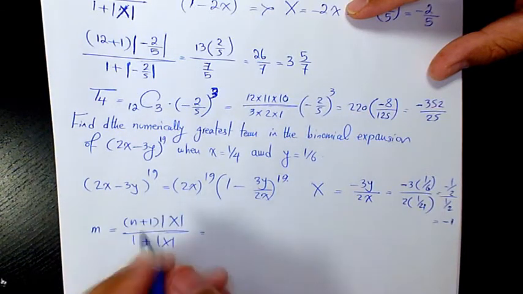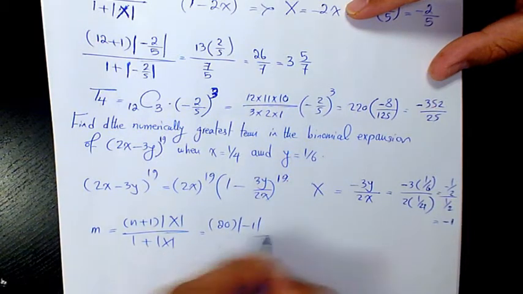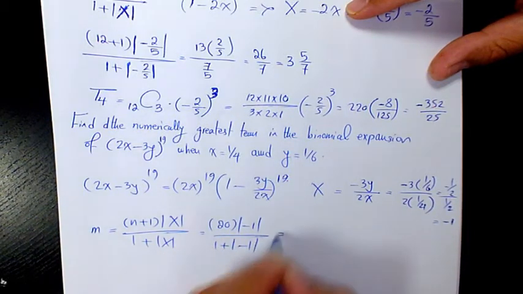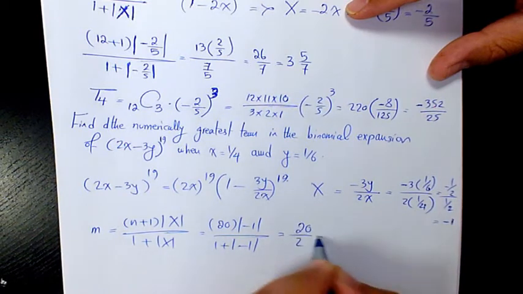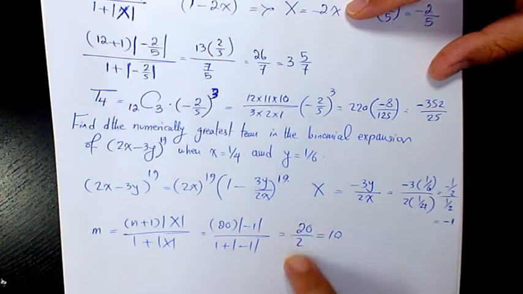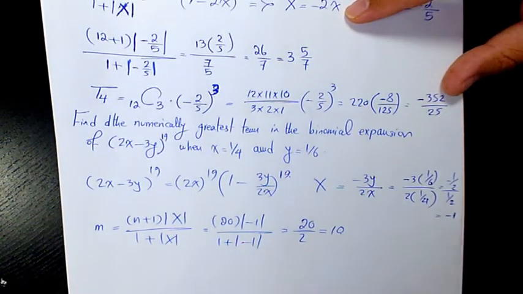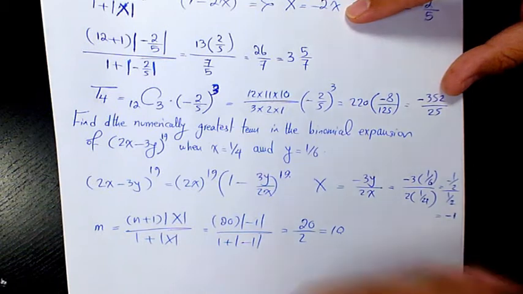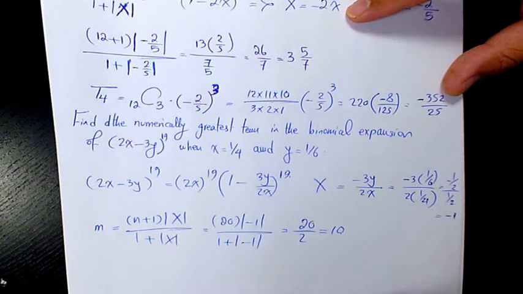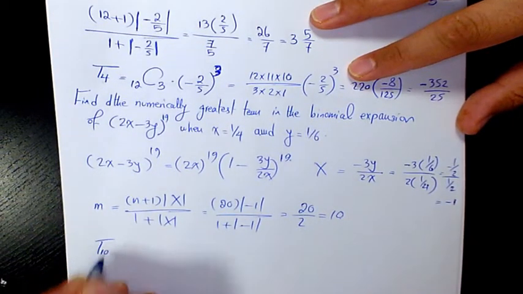So n in this case is 19. 19 plus 1 is going to be 20. Absolute value of negative 1 divided by 1 plus absolute value of negative 1. That's going to be 20 divided by 2. Absolute value of negative 1 is 1, 1 plus 1 is 2, and here we have 20. 20 divided by 2 is going to be 10. So since this number is an integer, we can say T10 and T11 are the numerically greatest terms in this binomial expansion. So T10 and T11.